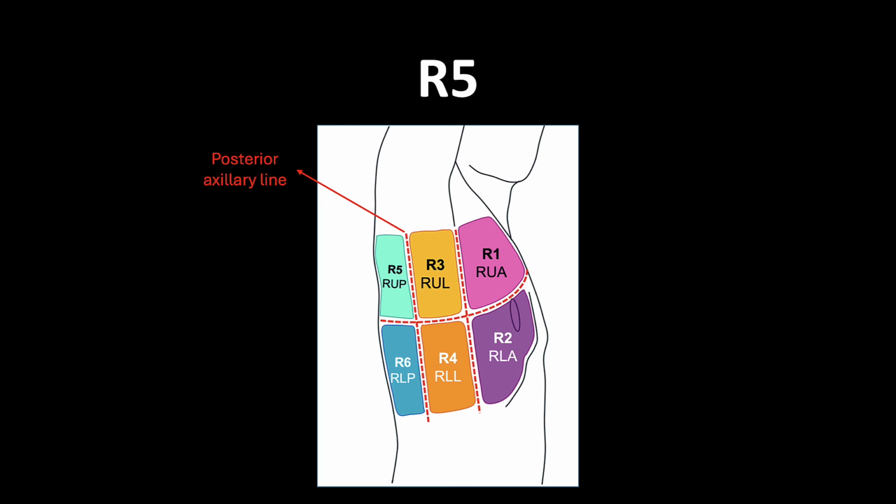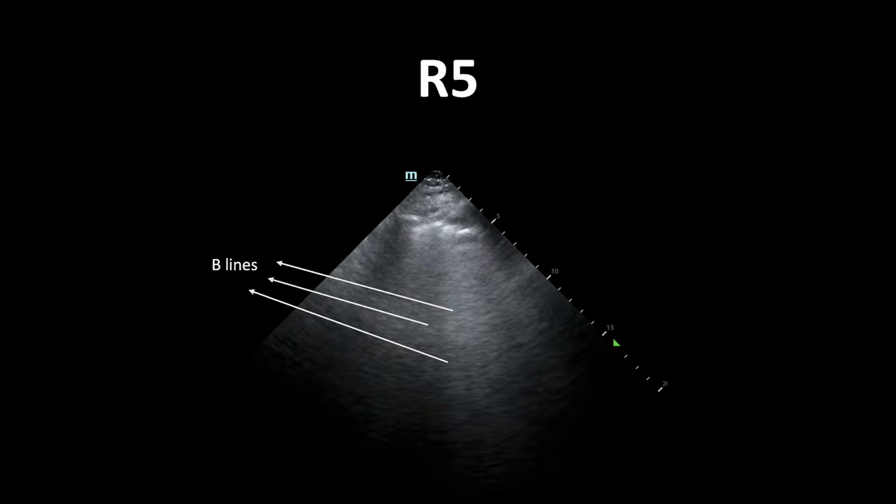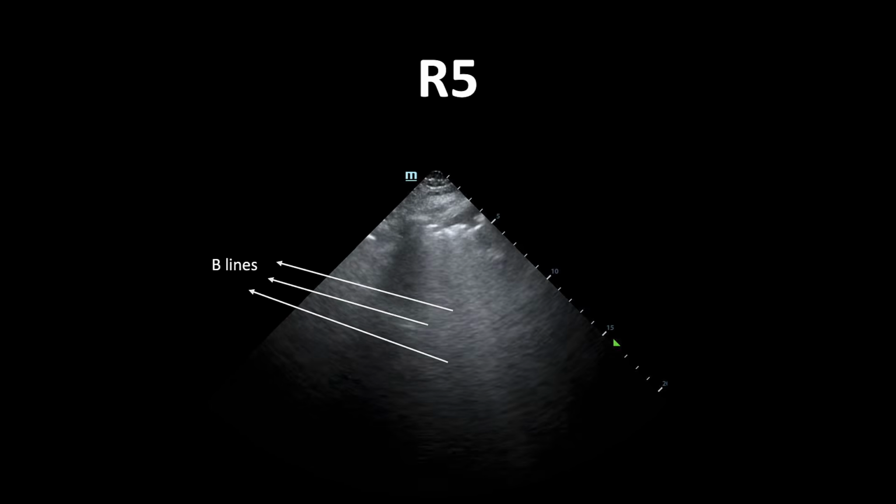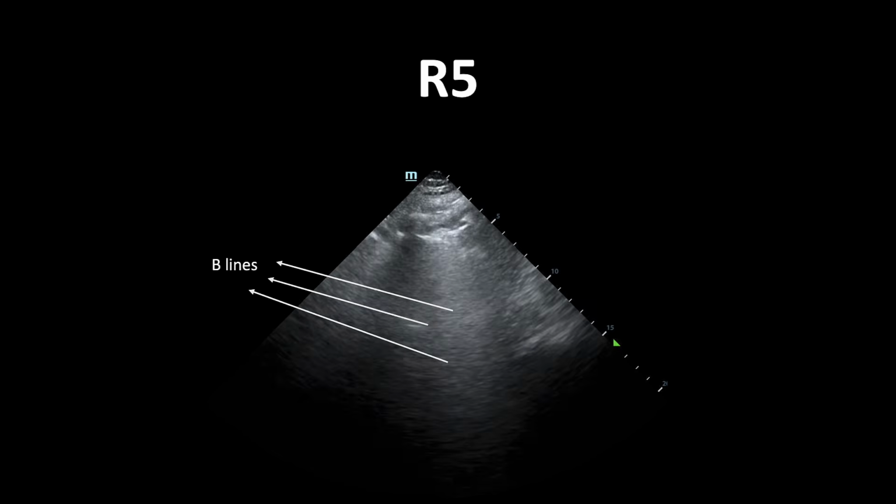Finally, we move to the posterior lung fields, R5 and R6. These are often challenging to obtain in supine patients, but keep practicing. From the R3 position, slide posteriorly beyond the posterior axillary line. This will give you R5. There are no real landmarks for R5, so you must be very accurate when labeling your clips.